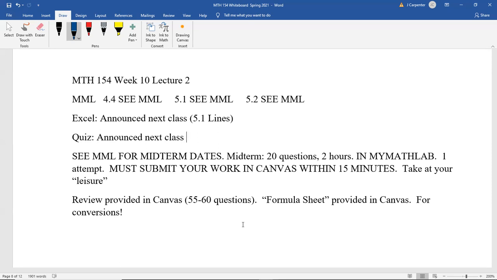Remember, partial credit will only be done through requests. You need to email me and tell me which specific questions. And then in order for me to give partial credit, you have to have submitted your work in Canvas within 15 minutes. Also remember that if you don't submit any work in Canvas, I do reserve the right to give you a 0 on your midterm, which I absolutely do not want to do. I want everybody to make good scores and to do good work.